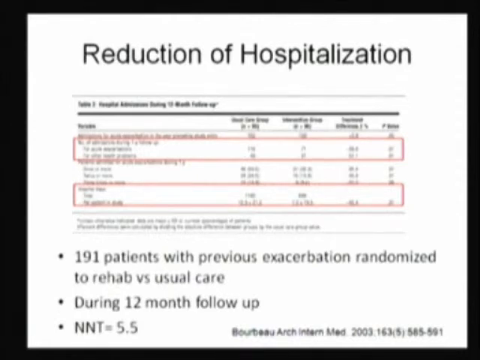A very powerful study. The number needed to treat was 5.5 patients, so you need to enroll 5.5 patients in pulmonary rehab to prevent 1 admission. Okay, so that's what makes it really cost-effective.